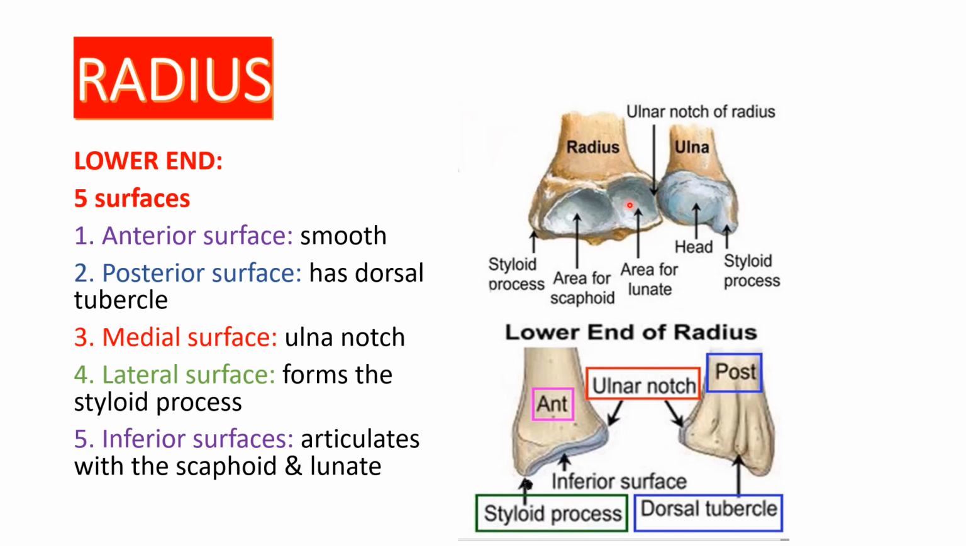Again, what are the features of the lower end of the radius? It has five surfaces. It has a smooth anterior surface. It has a rough posterior surface, and the landmark for the posterior surface is the dorsal tubercle. This is the medial surface, the ulnar notch, and this is the lateral surface, the styloid process. Then the inferior surface forms two bones, the scaphoid bone and the lunate bone, to form the wrist joint.